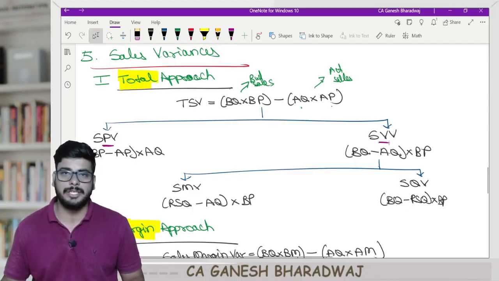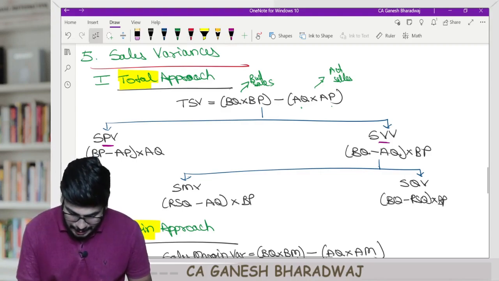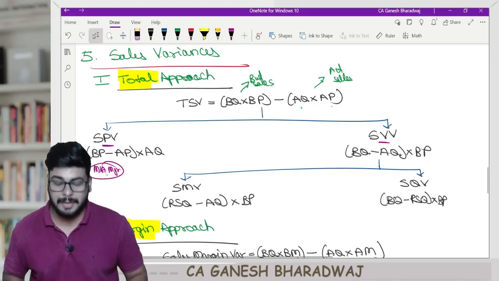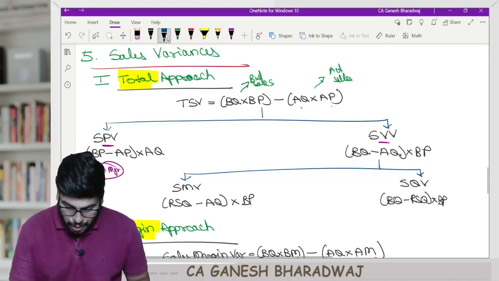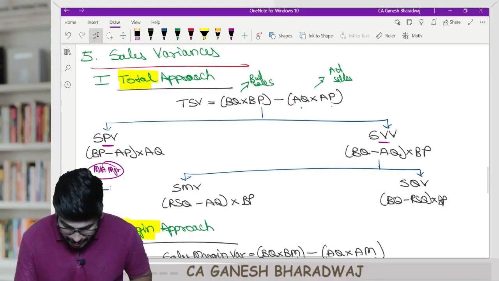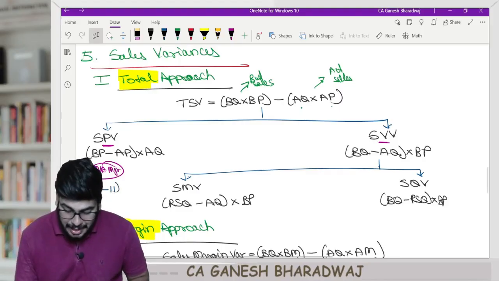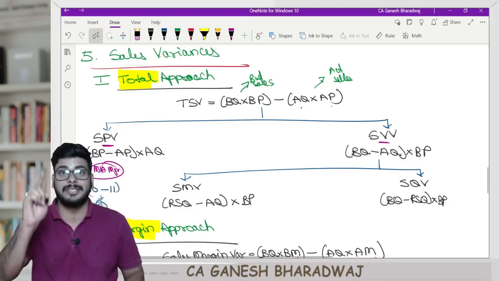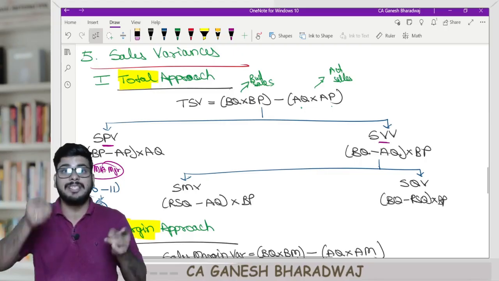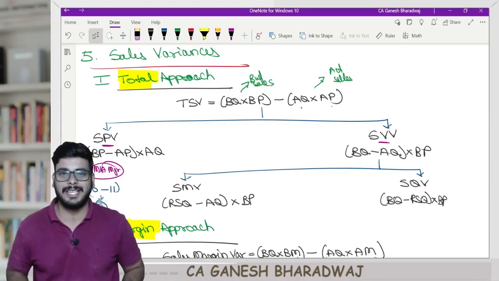Who is responsible for sales price variance? Your marketing team, your marketing manager. This person fixes your selling price. Now every unit I should have sold for 10 rupees, but this person was able to sell at 11 rupees. What has happened in this case? It's a favorable variance. Why? 10 rupees or 11, this is not a cost side variance. Had it been cost, it would have been adverse. Here it's a sales side variance.